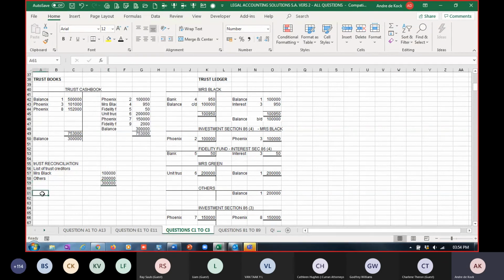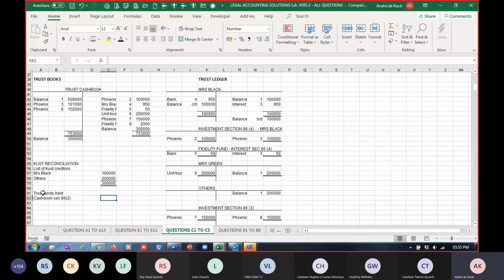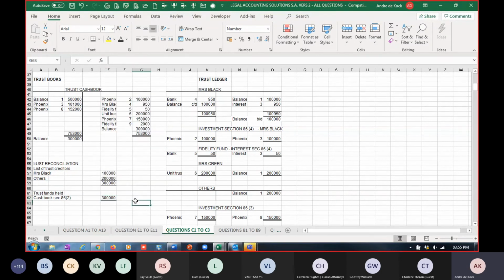And then trust funds held. What is it? The only trust funds that we've got is the cash book, which is section 86.2. The balance there is 300,000. In other words, this list we've got to extract on a monthly basis, and we've got to keep that list for the period of 7 years. You remember that? We read that earlier on.